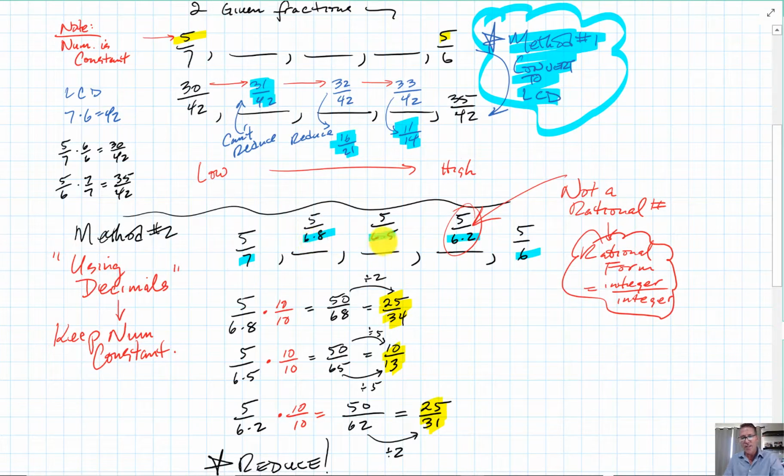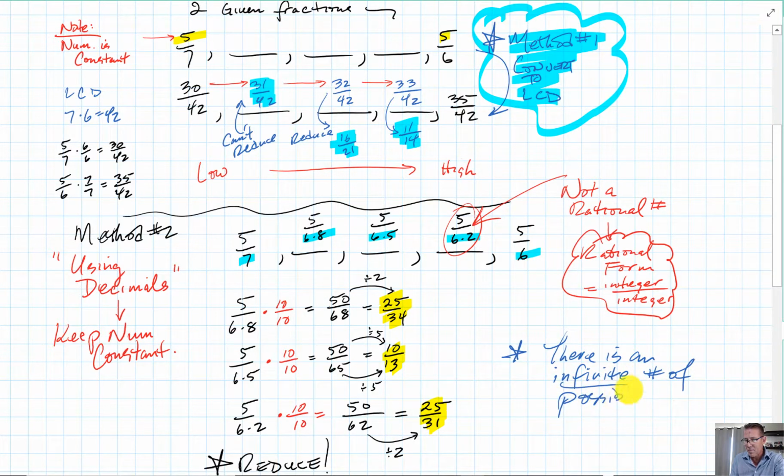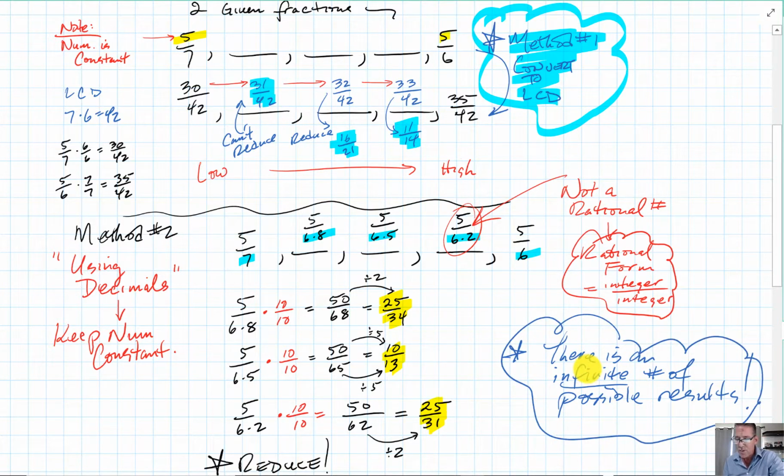I didn't have to choose 6.8 and 6.5 and 6.2. You could have chosen 6.9 or 6.7 or 6.6 or 6.1. So there's an infinite number of answers possible here. That's one of those important things, so let's make a little note of that. There is n, not m, but n, infinite number of possible answers here, which is pretty amazing. All you have to do is use your creativity.